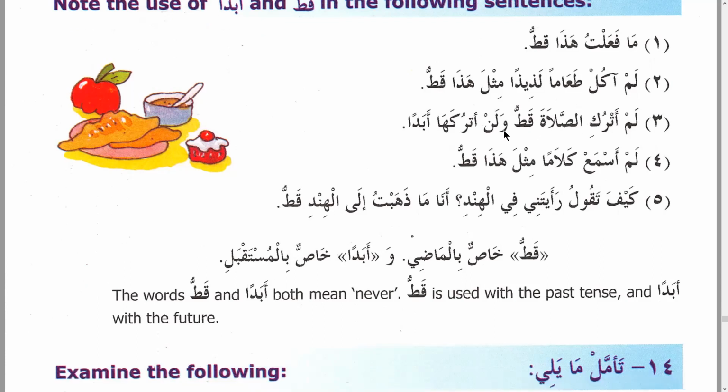Lam atruku salata qattu wa lan atrukaha abadan. I never left the salah, nor will I leave it ever again. Abadan is like ever, in the future. Lan atruka. Lan is used for future, right? Lam is for past. Lam atruk. This got a sukoon, but because alif lam came, you gave a kasra. Lam atrukis salata qattu wa lan atrukaha, mansub because of lan. So we should be careful with lam and lan. Past and future.